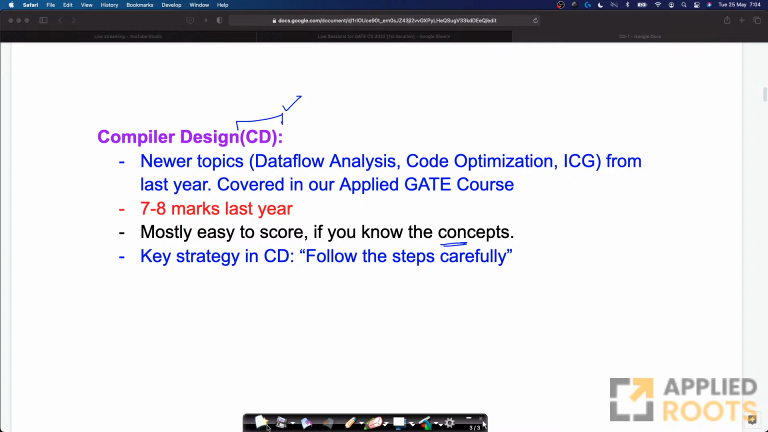The most important strategy in compiler design is please follow the steps carefully. Whether it's your parse tables, or whether you're drawing the DFA related to the grammars that help you build the parse table, if you just follow the steps, like brute force following the steps, you can score almost 6 marks out of these 8 marks very easily, right? So the only trick in compiler design, or the most important trick, is to follow the steps.